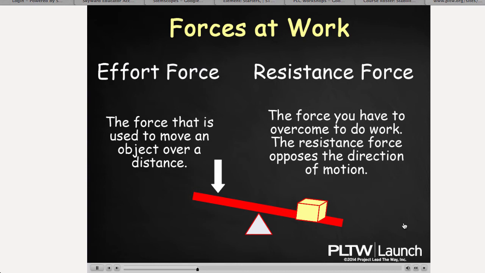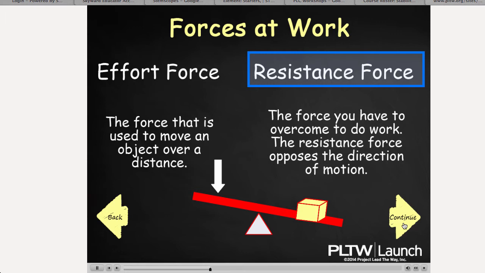The second force is called the resistance force. The resistance force is the force you have to overcome to do work. The resistance force opposes the direction of motion. In this image, the weight of the box is the resistance force that you have to overcome. It is pushing the teeter-totter down while you are trying to make it go up.